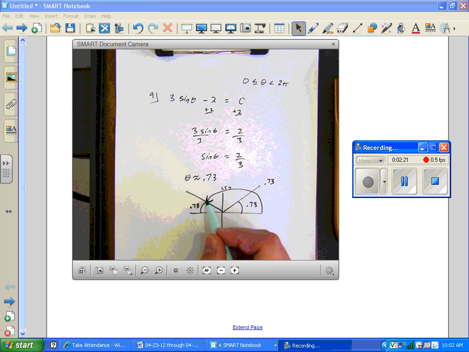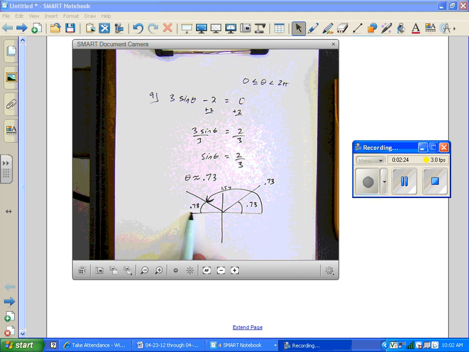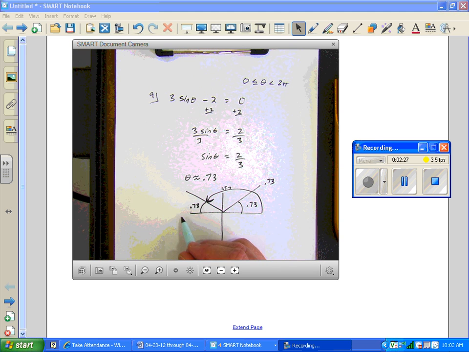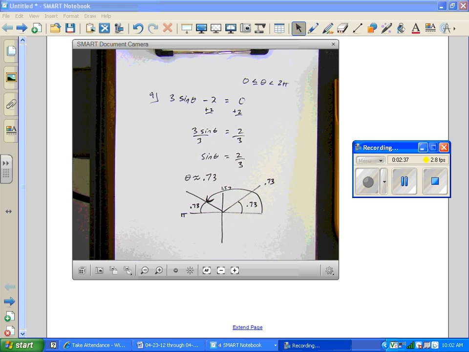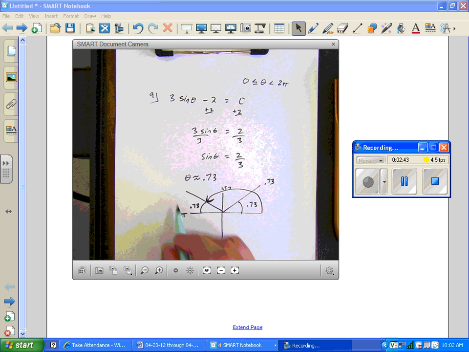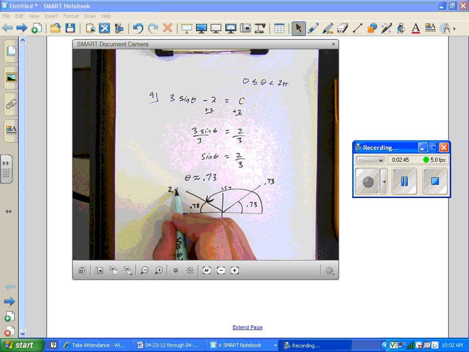Now, all the way around to here would be what? Pi. Okay, so it's all the way around to pi except for that little 0.73 right there. Right, pi minus 0.73 is going to give that to me. So my calculator, I'm going to hit pi minus answer. All right, so it should be 2.41.